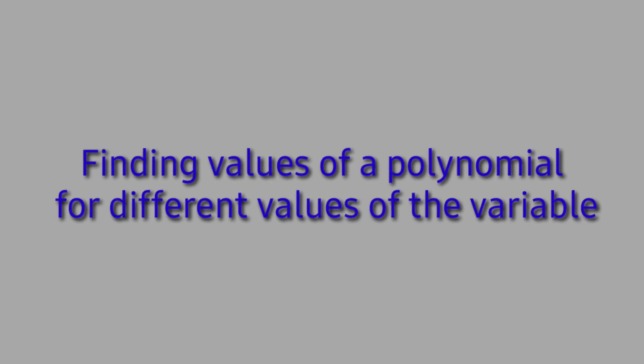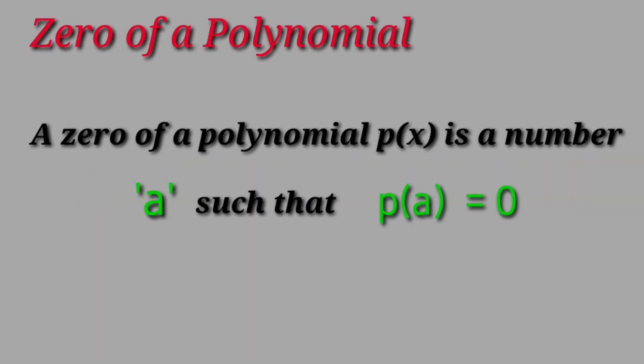Children, what all we have discussed in this video? First we have discussed how to find out the value of a polynomial for different values of the variable in it. Then we have discussed zero of a polynomial. A zero of a polynomial p(x) is a number a such that p of a equal to 0. That means for which value of the variable we are getting the polynomial value as 0, that value we are calling as 0 of that polynomial.